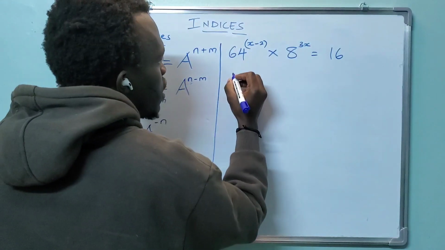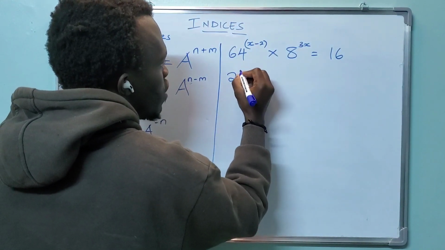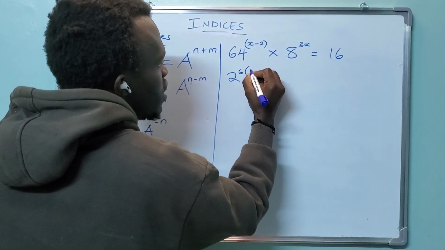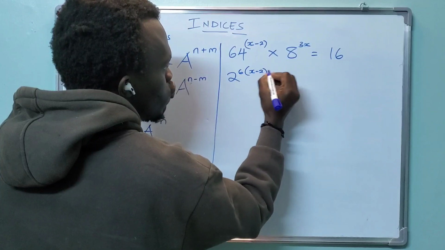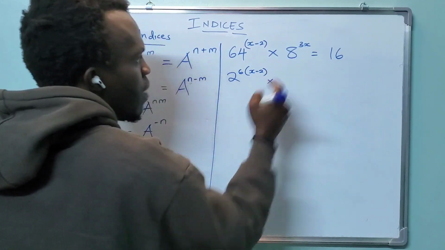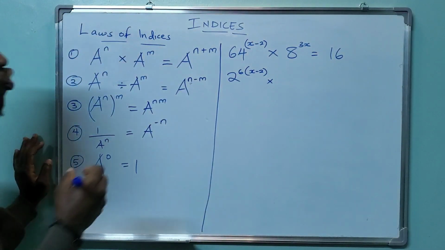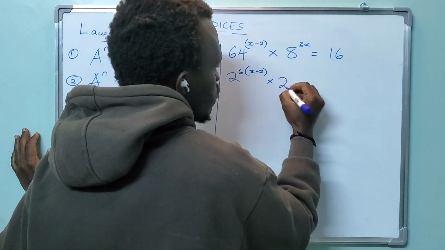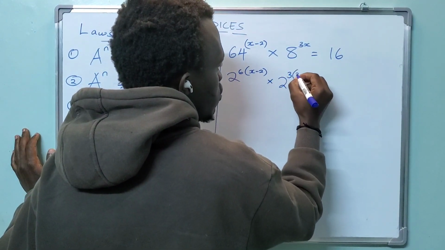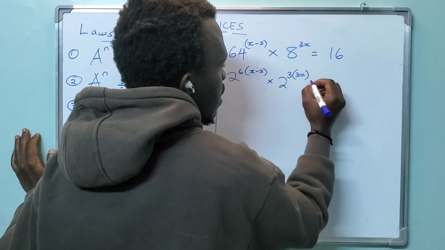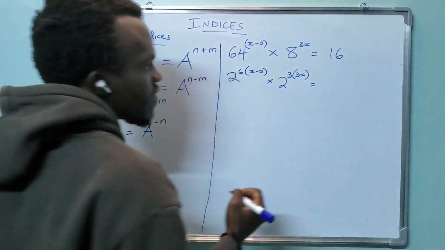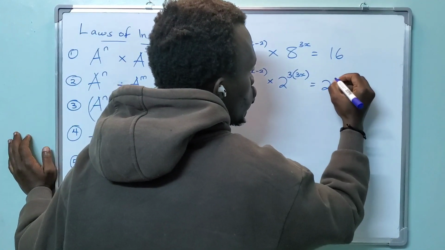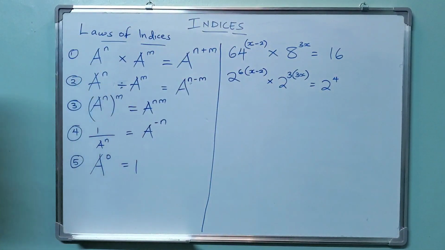64 is like 2 raised to power 6, so 6 into x minus 2. Then multiplied by 8, I can raise it to power 3, 2 raised to power 3 into 3x. Then being equal to what? 16, that is going to be 2 raised to power 4.